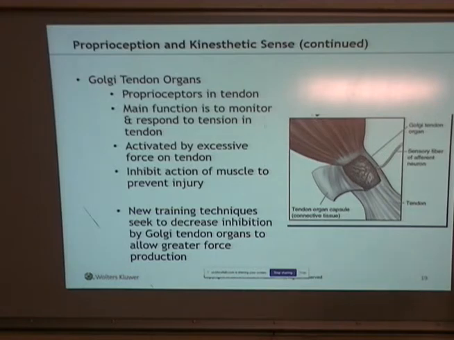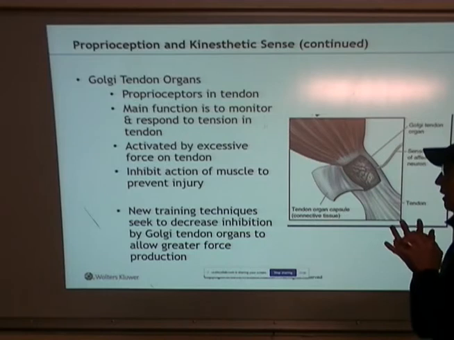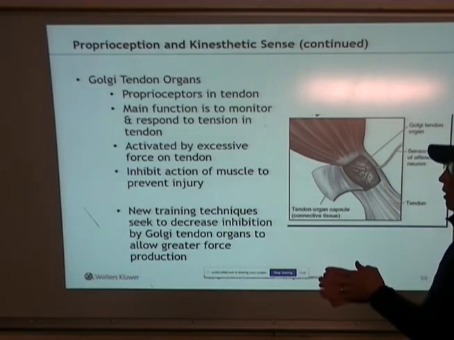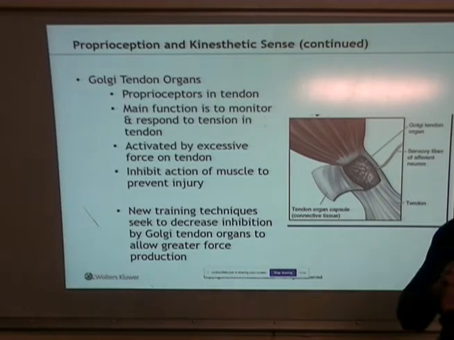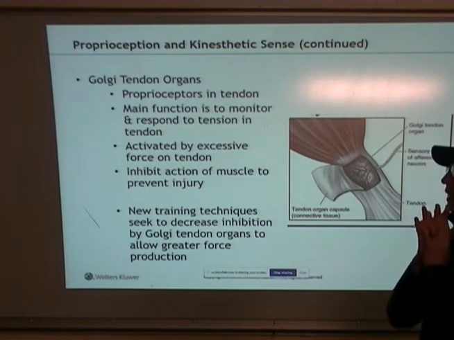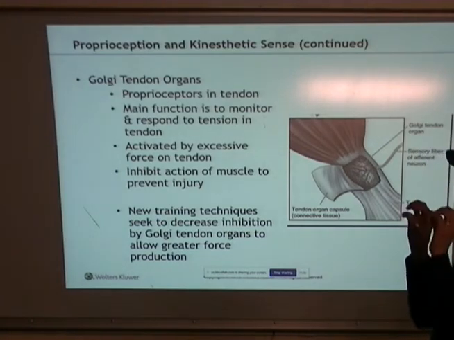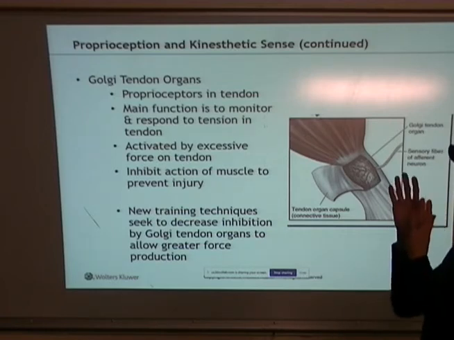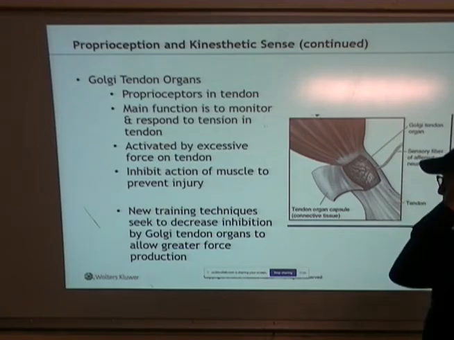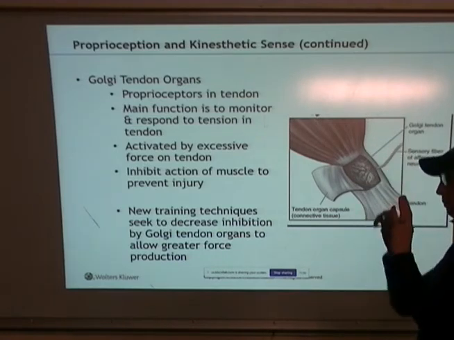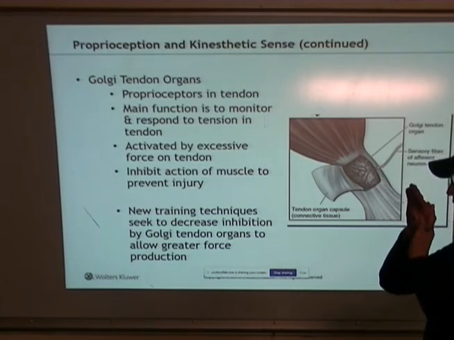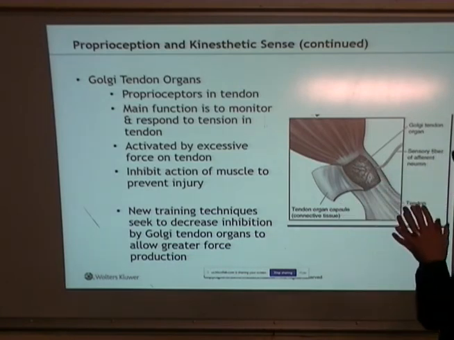Right? So it's trying to prevent there being too much force applied to the tendon and the bone. Right? But again, it has some training effect, we think. Right? So what we're looking at now is there are training techniques to try to decrease the signal from the Golgi tendon organ. Can we decrease that signal so we don't get so much inhibition and relaxation in the muscle? Right?